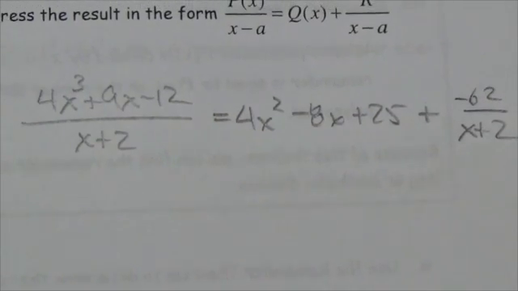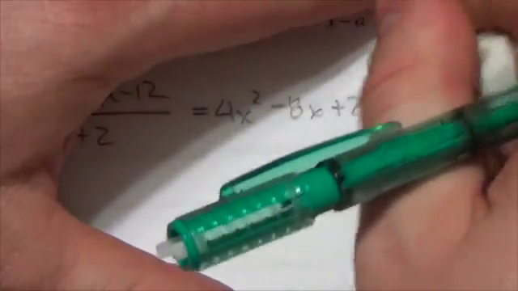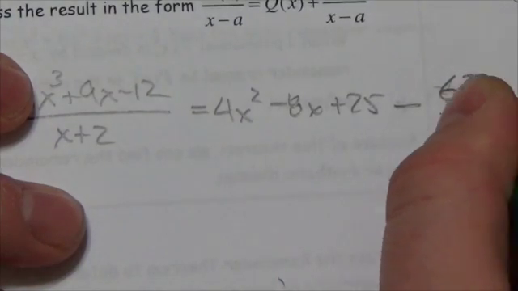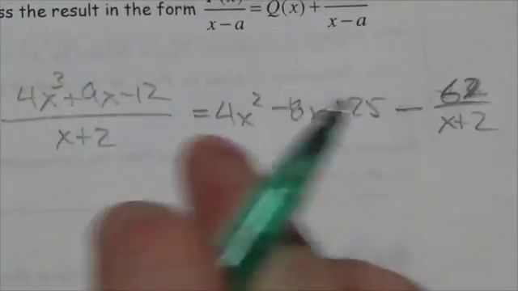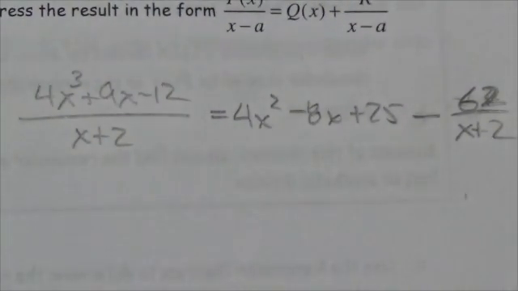my divisor. Okay, now, I would be tempted though, however, to move that negative down out front. So make this minus positive 62 over x plus 2. That's probably a more popular way to write that. But anyway, that's what we're looking for in this particular problem.